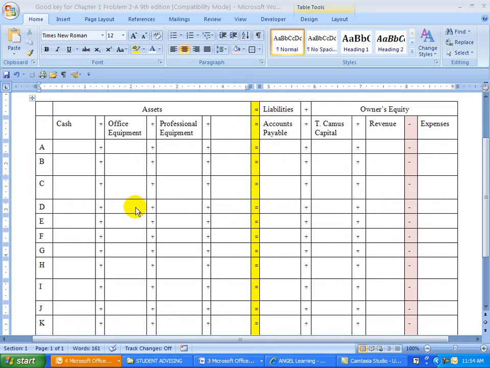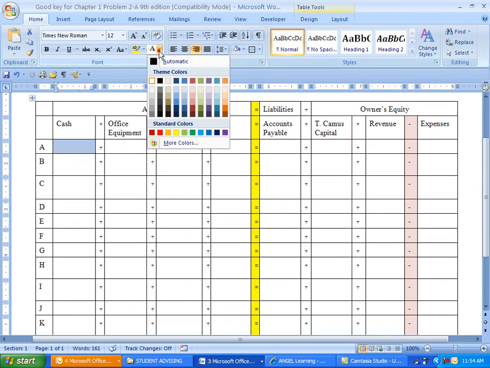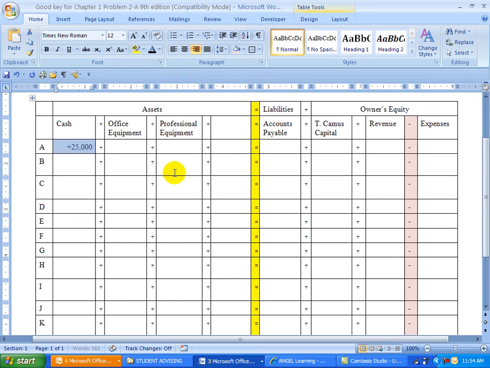So in transaction A, the owner deposited $25,000 in a bank account in the name of the business. So that means the cash in the company is going up. And when that happens, it's going to be a plus to cash. And also, anytime there's an investment, it's a plus to capital. So remember, the yellow is showing the middle of the equation, so the left side equals the right side.